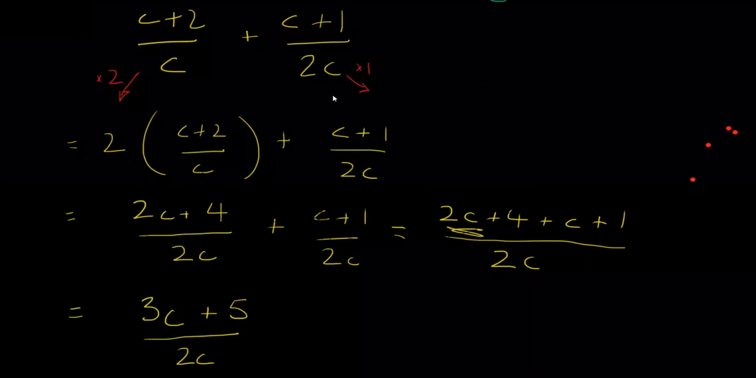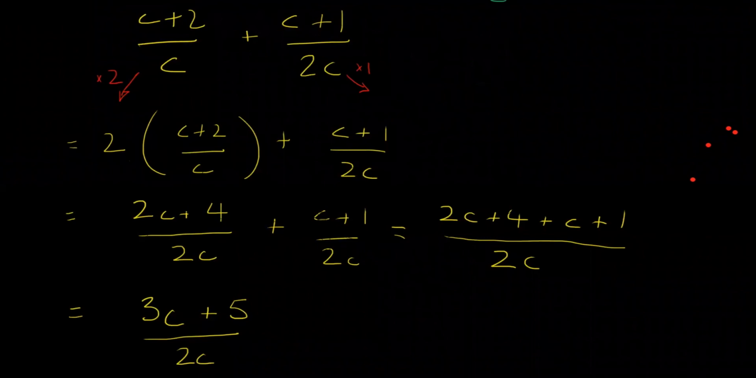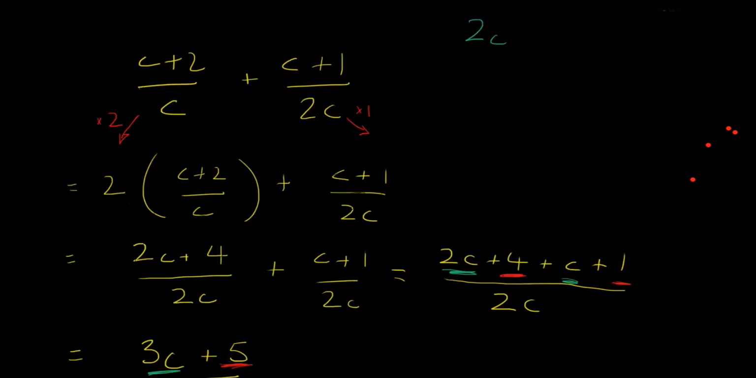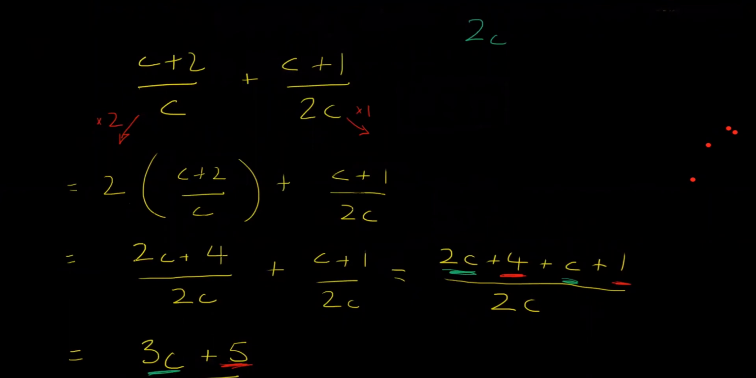So just in case nobody got that, here are the c's. Oh, wrong color, my apologies. So we have a 2c there, and we've got a c there. That equals 3c. And then I've got a 4 there, and I've got a 1 there. When I add those together, it gives me a 5. That's the answer.